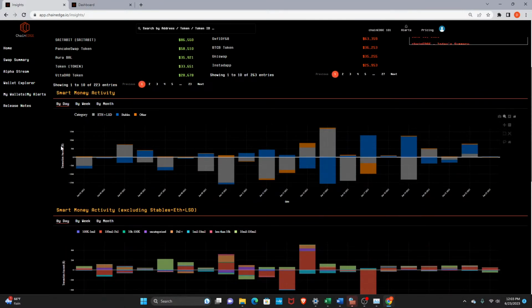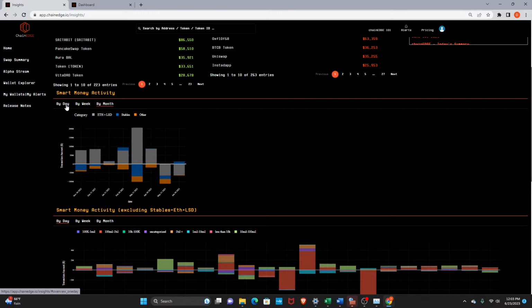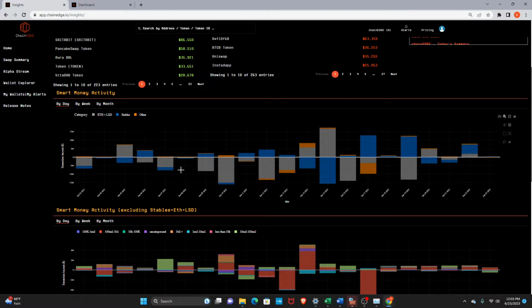Scrolling down, I think these are really cool because they give you a lot of context over what smart money is doing at the token category and market cap levels. You can look by day, week, or month and see what's getting inflows or outflows in terms of activity, right? So this is swap activity.